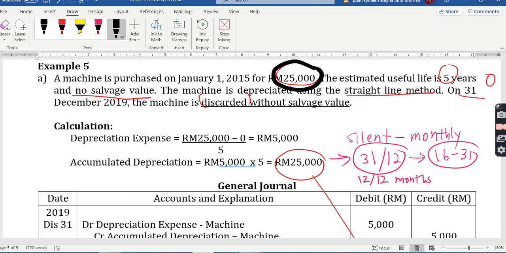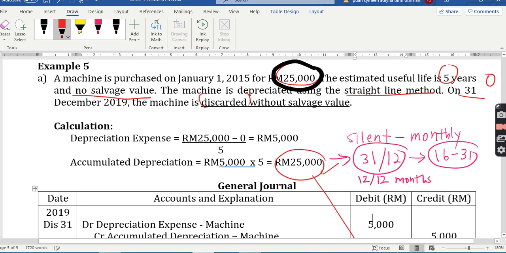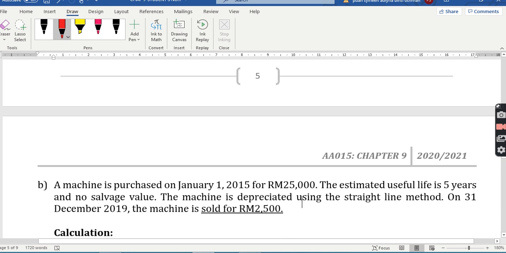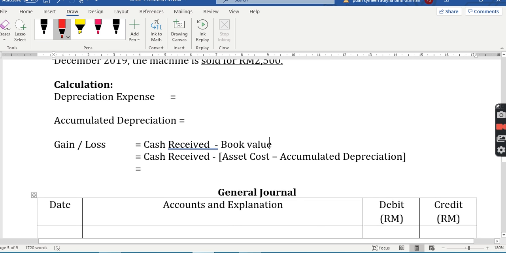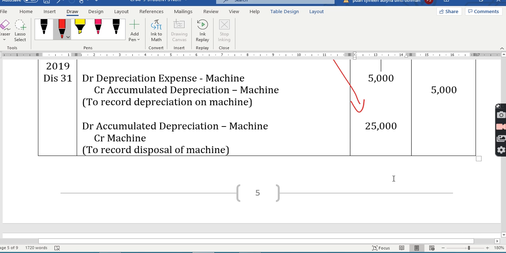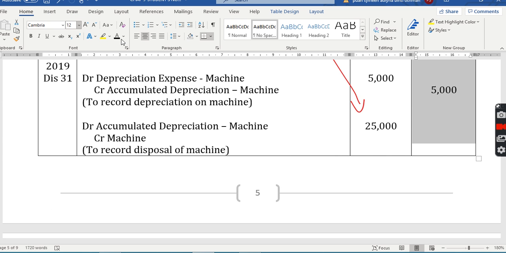Coincidentally, the amount is the same, but actually you are recording for two different items. The accumulated depreciation, as you calculated earlier, is 25,000, so the amount to debit is 25,000. And we are closing the asset account, so that means we will credit 25,000 as well.